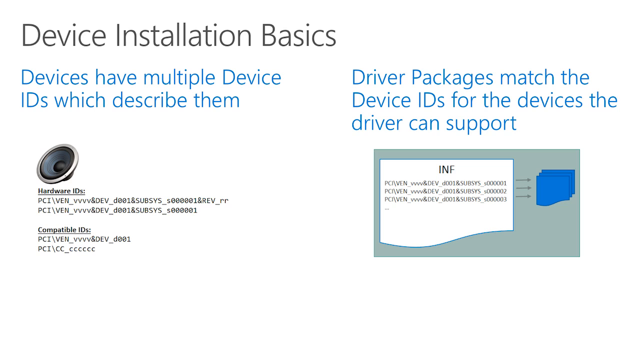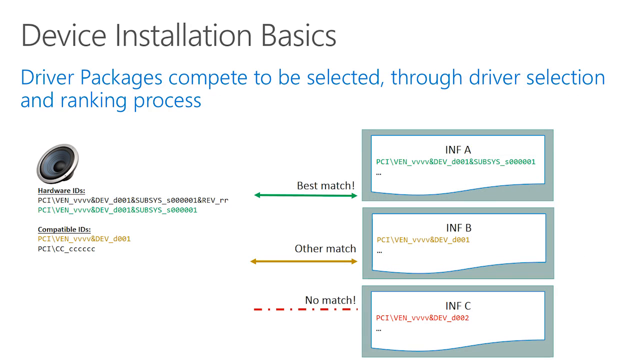For drivers, on the other side, we have an INF, and every INF refers to a very particular hardware ID. So in my example here, I have three: INF A, INF B, and INF C. Each of these INFs has a specific hardware ID on which it matches. The first one is our best match. It references the second most specific hardware ID on our device.